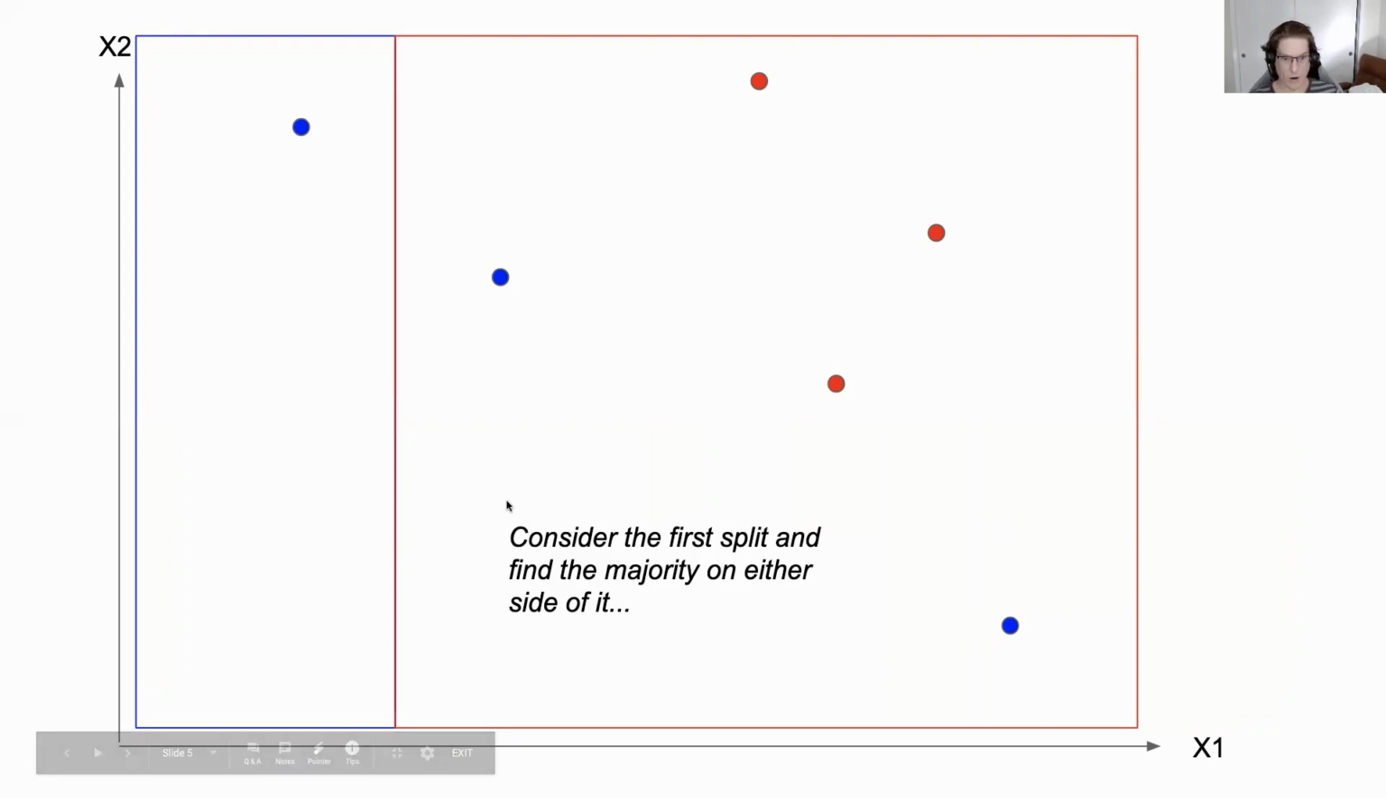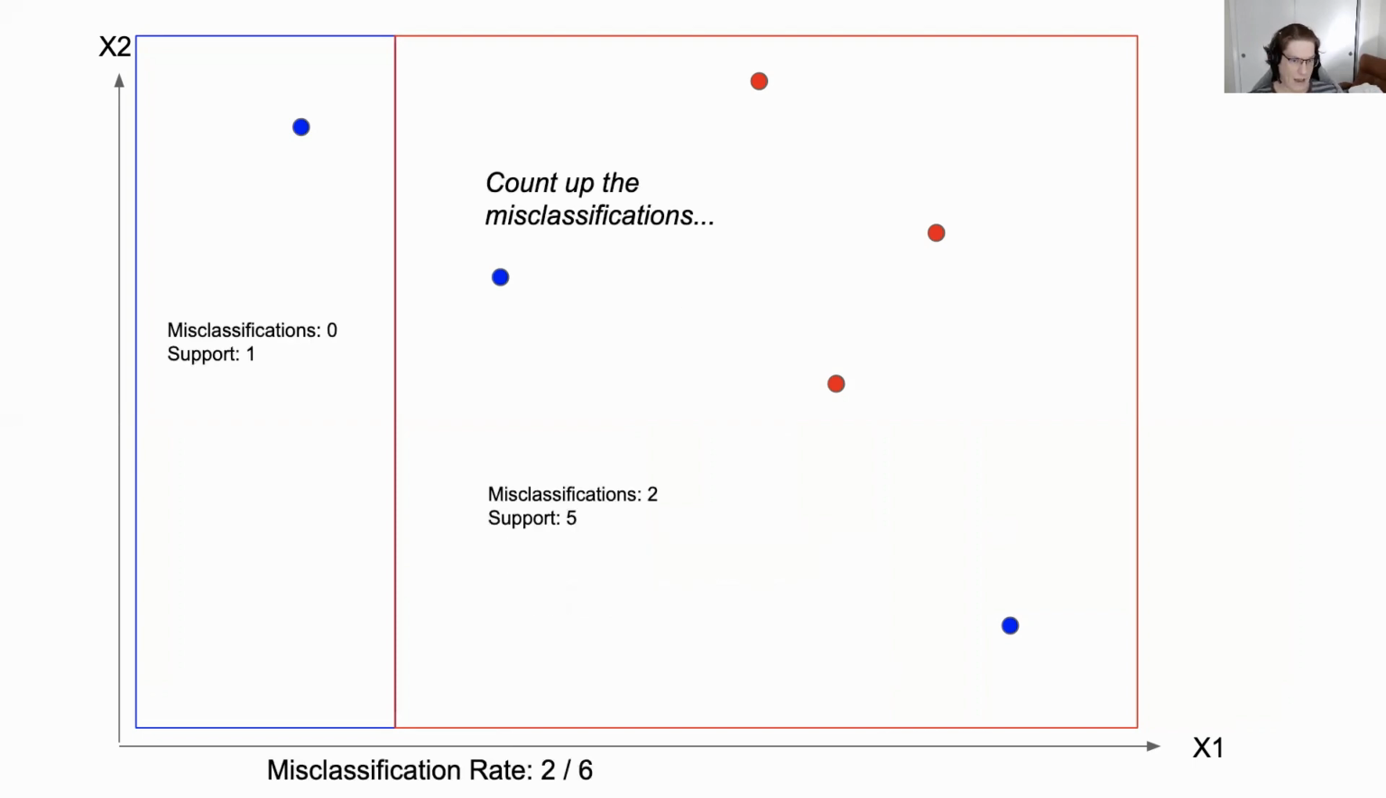And what we look at here, well, here there are 2 misclassified points. These are in the minority class. So then what we do is we count out the misclassifications, the members of the minority class, in each region. And we look at the misclassification rate. In this case, there are 2 misclassifications on the red side, on the right-hand side, and no misclassifications on the left-hand side. So we have a misclassification rate for that split of 2 out of 6.